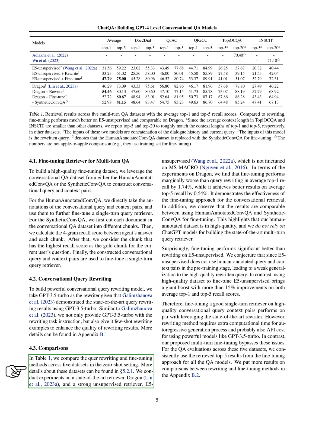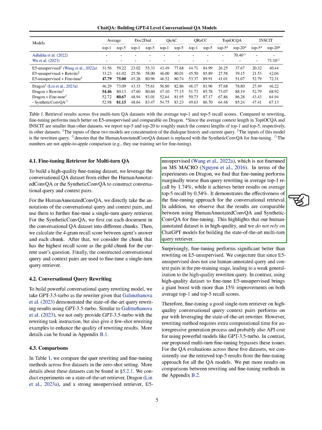We compared our query rewriting and fine-tuning methods across 5 different datasets. We conducted these experiments using 2 retrieval models, Dragon, a state-of-the-art model, and E5 unsupervised, a strong model that hasn't been fine-tuned on the MS MARCO dataset. Our findings showed that fine-tuning was slightly less effective than query rewriting in terms of average top 1 recall, but it performed better in terms of average top 5 recall. This suggests that fine-tuning is a viable approach for conversational retrieval.